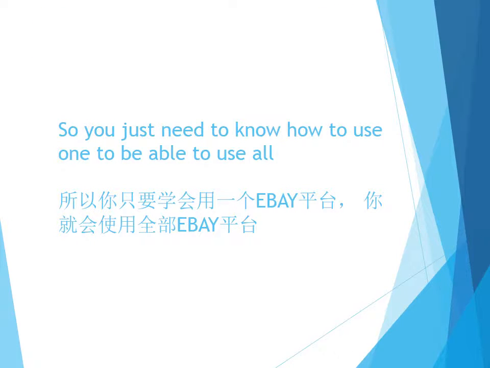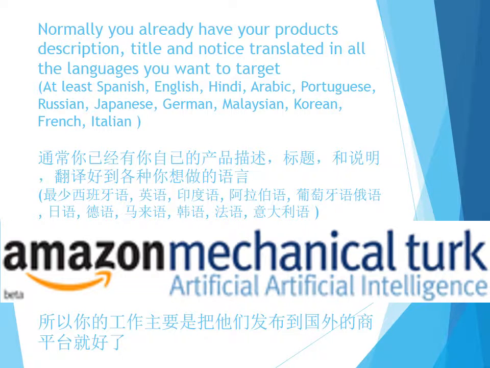So the fact that all these platforms are using the same CMS each time, you just need to know how to use one of them, and you will know how to use all of them. So you will publish your product ads on all these commercial platforms, on all eBay, on all Amazon platforms. Normally, you already know how to translate your product efficiently into all languages. So with Amazon Mechanical Turk, you use the worker platform to translate.